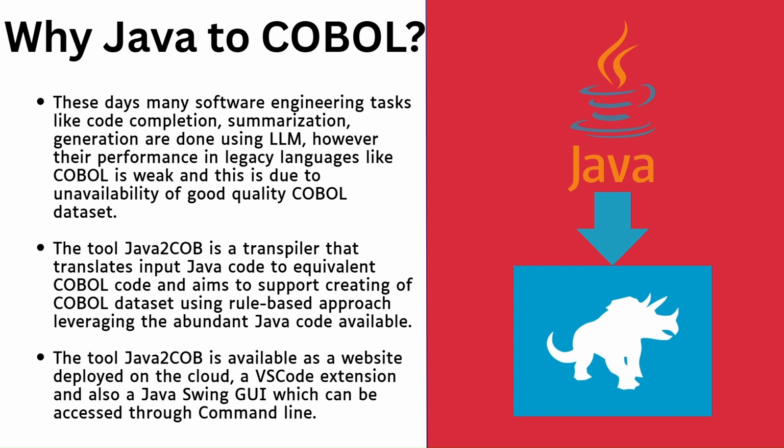So our tool Java to COBOL is a transpiler that translates input Java code to its equivalent COBOL code, and the main aim of this tool is to support creation of COBOL dataset using rule-based approach. And this approach is scalable as long as we get Java code, and this leverages the abundance of Java code available in the open source. Our tool is available as a website deployed on cloud and also a VS Code extension and a Java Swing GUI, which you can access through command line.